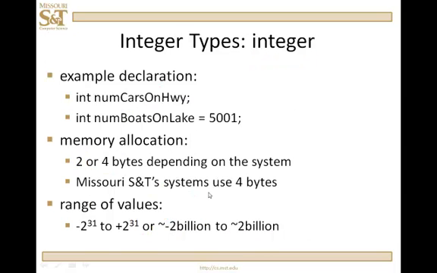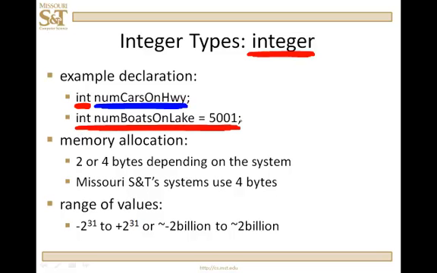Okay, next type, integer. The declaration is int, and then whatever the name of the variable is. Again, type, name. And again, here in the second one, I have declared and initialized. So the type is int, not integer, but int. And then I've got num cars on highway, num boats on lake, etc. The thing to remember about integers is that the allocation is non-standard, and it can be different on different systems.